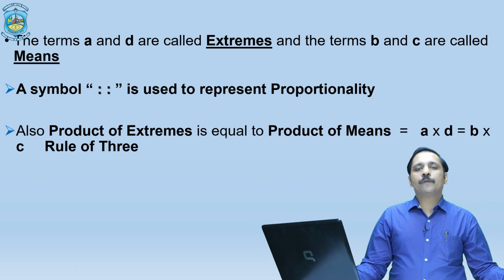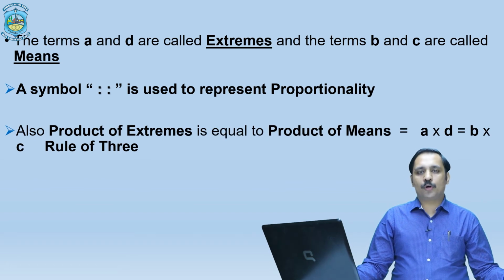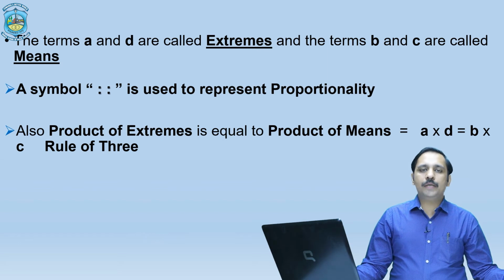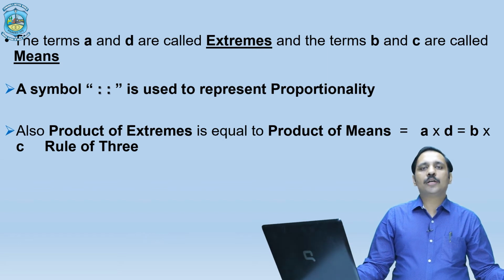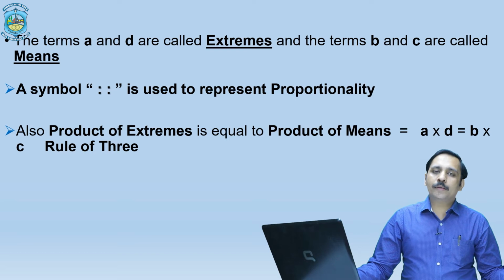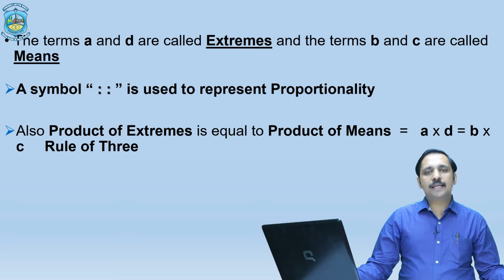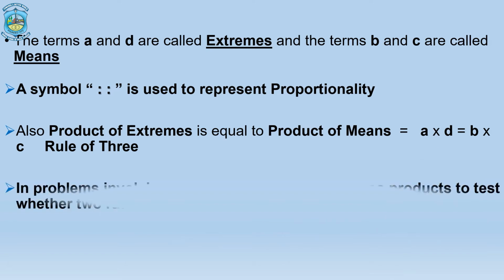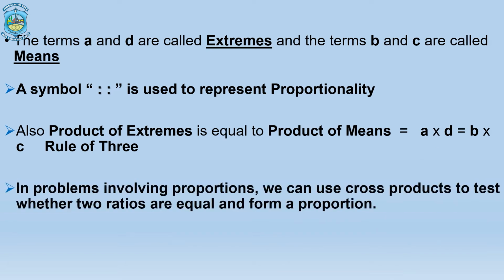Also, the product of extremes is equal to the product of means. That is, A into D is equal to B into C. This is known as the rule of 3. It is a very important property in proportion and is often used to solve the problems of proportions. In various problems involving proportions, we can use cross multiplication in terms of fractions to test whether two ratios are equal to form a proportion.